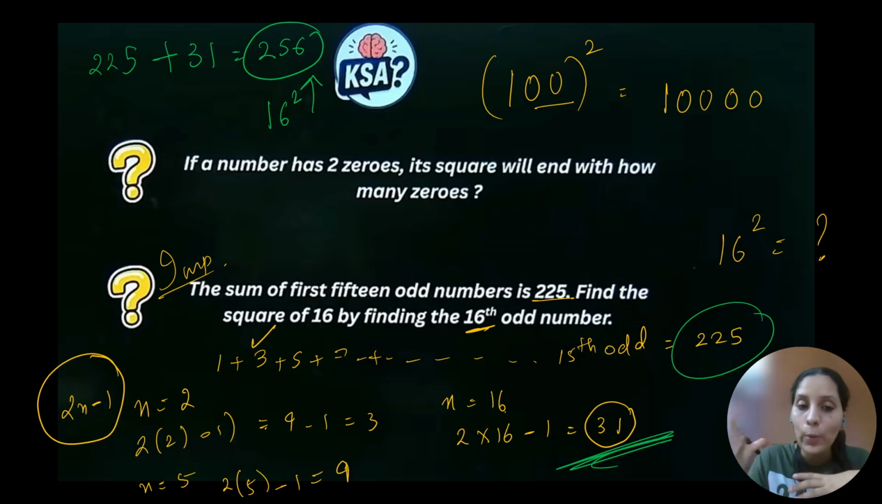So whatever square I need to find, I need to add that many consecutive odd numbers. If I want to find 16 squared, I will add the first 16 odd numbers. Till 15, we already have the result, so 15 squared plus the 16th odd number will give you 16 squared. Very important. This formula is really helpful. I hope this is clear to everyone.